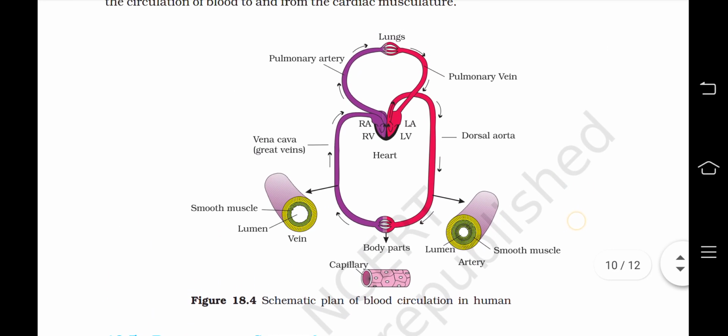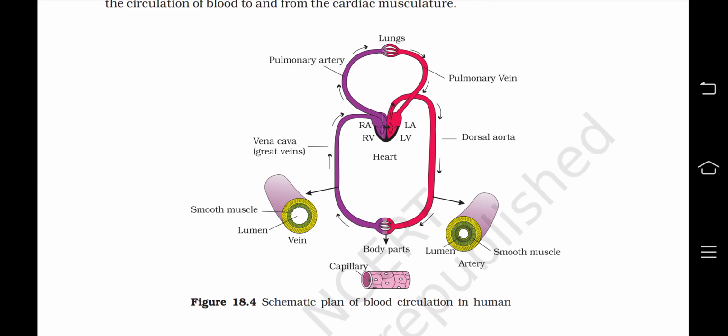So let us look at the diagram of 18.4, which is a schematic plan of blood circulation in the body. In short, there are two types of circulation in the human body: pulmonary circulation and systemic circulation. The pulmonary artery carries deoxygenated blood to the lungs, and from the lungs the oxygenated blood comes back through the pulmonary vein into the left atrium. That is the pulmonary circulation.